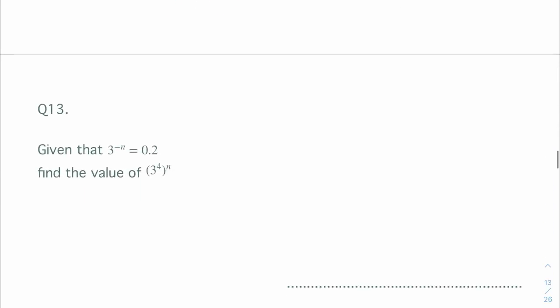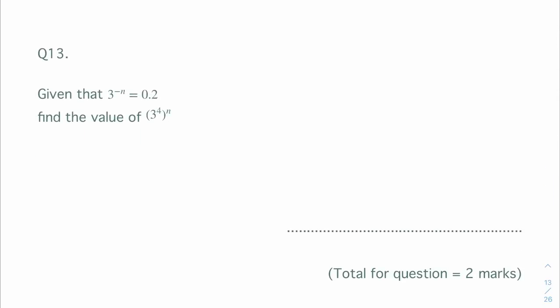Okay, on to our next one. We've got some laws of indices here, and it's not particularly the nicest of questions. There are different ways of solving this, but let's have a look. Given that 3 to the power of negative n is equal to 0.2, find the value of 3 to the power of 4 to the power of n.